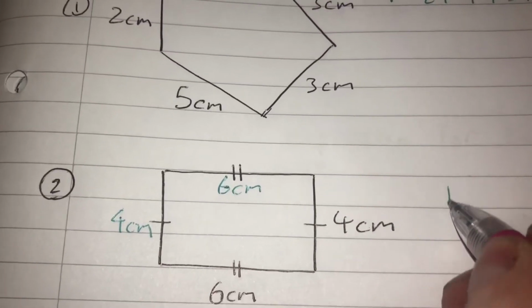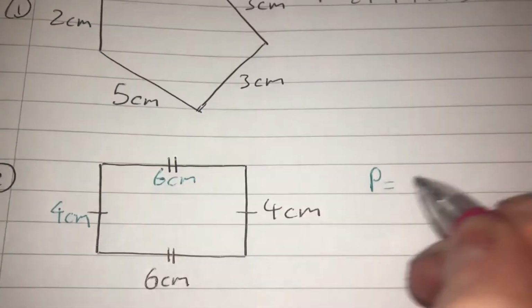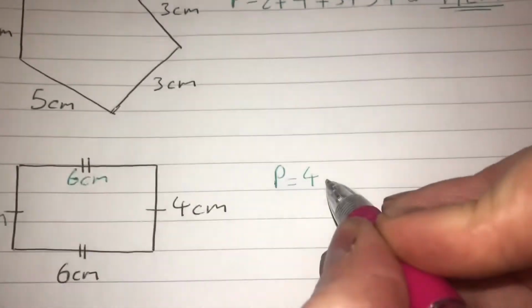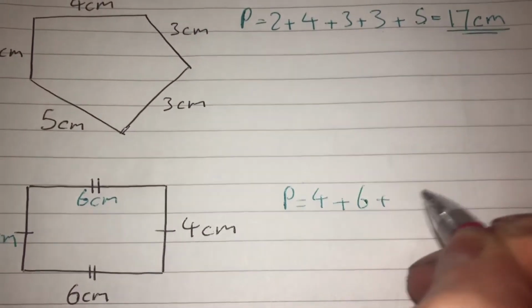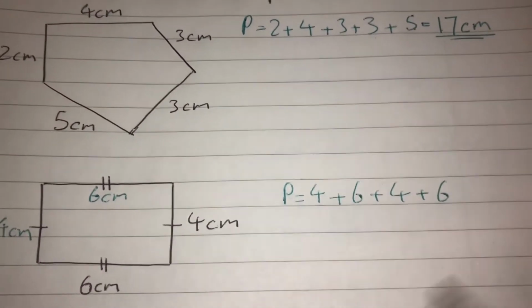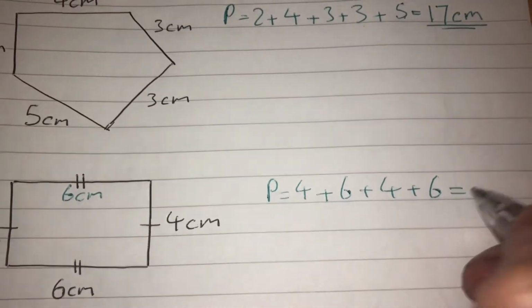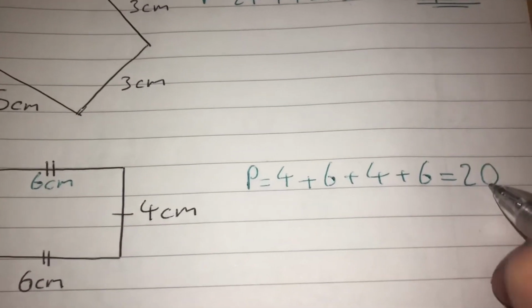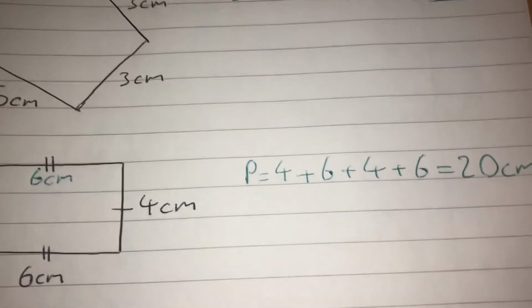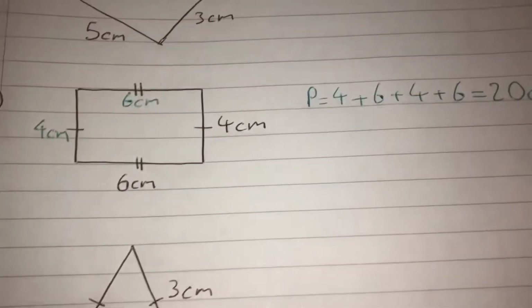And then once we have found the missing sides, we just add everything up. Again, it doesn't matter what order I add them. 4 plus 6 plus 4 plus 6, or 4 plus 4 plus 6 plus 6. You'll get the same answer. And that gives me 20 centimeters. And again, just including the units of my answer.